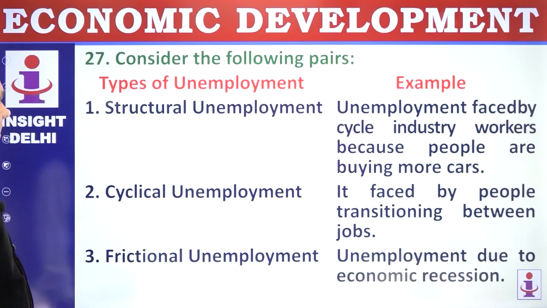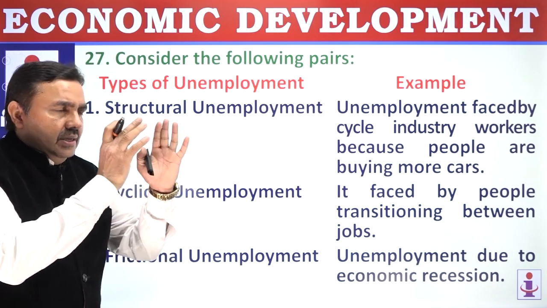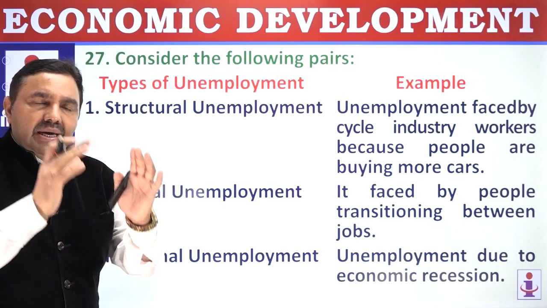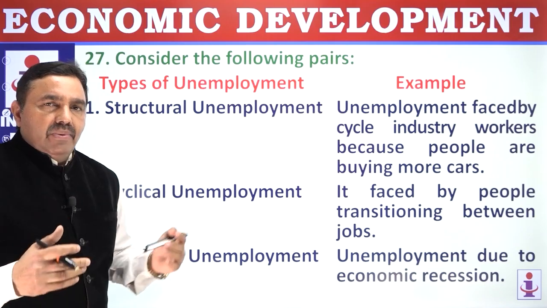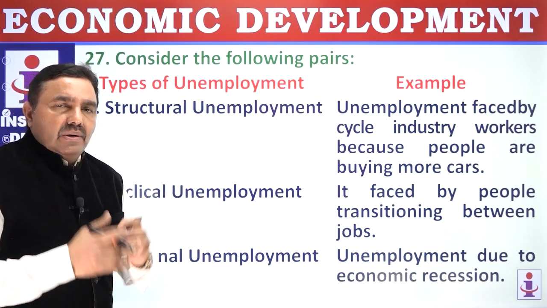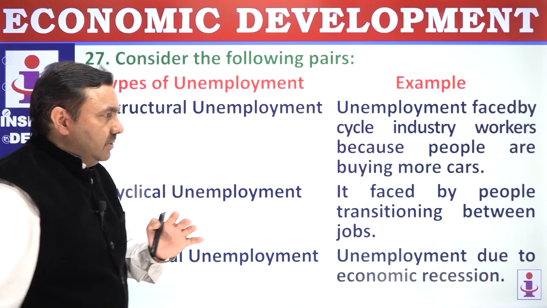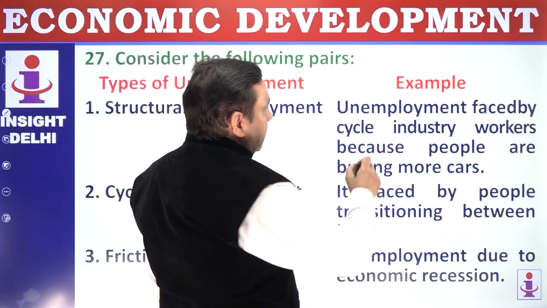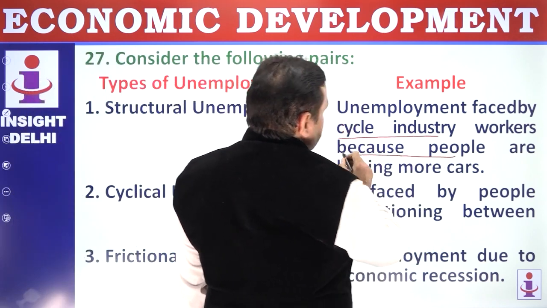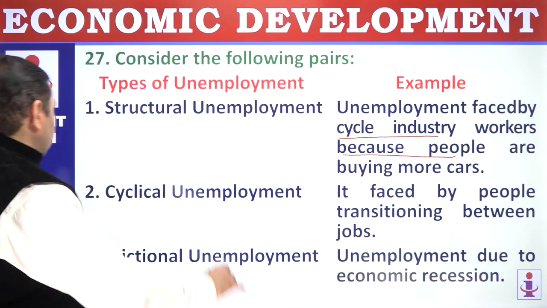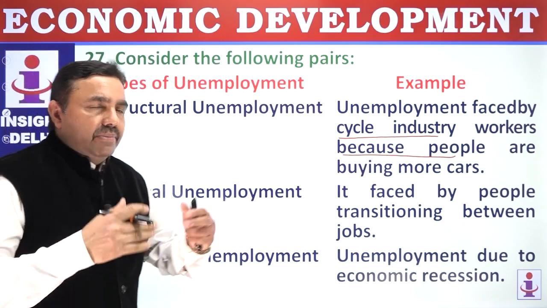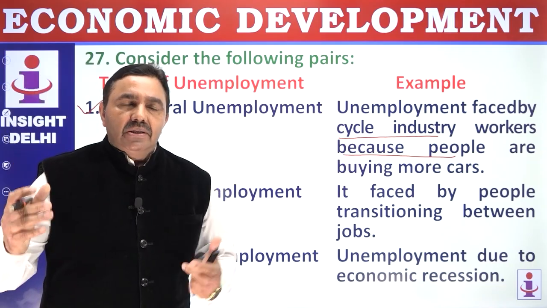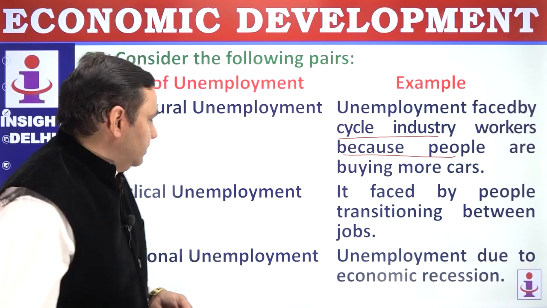27. Consider the following pairs. Types of unemployment. Structural unemployment is when an economy is changing its structure. People are moving from, let's say, cycle to car, cycle to bike. Then the cycle side of the economy faces a problem. Unemployment is faced by cycle industry workers because people are buying cars. Structure is changing, so structural unemployment happens. Now, to counter this, you have to train people in new forms of economic activities or new skills.